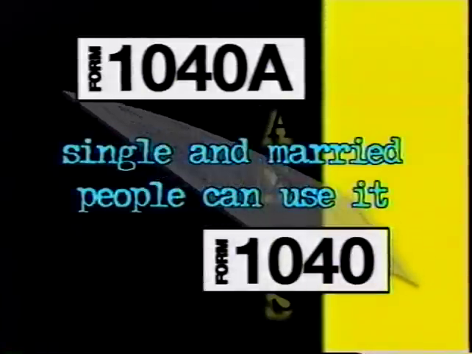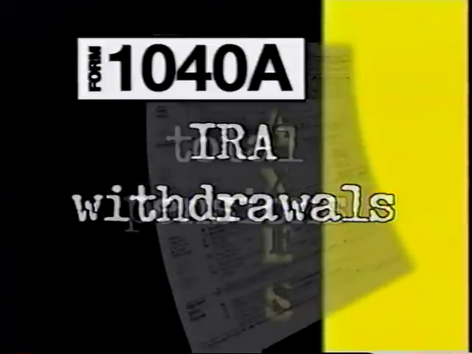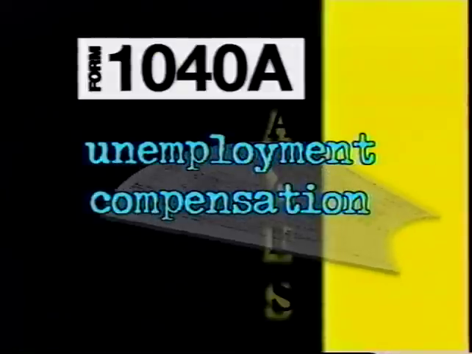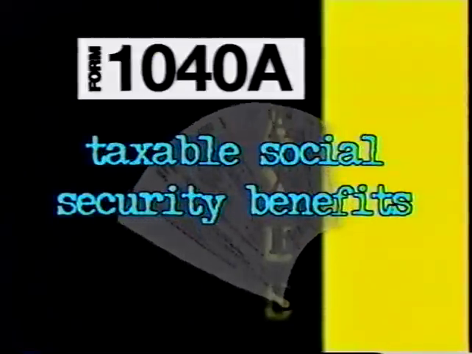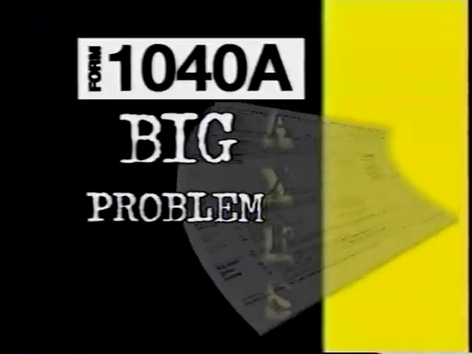Form 1040A is simpler than the regular 1040. Single and married people can use it. Many things, such as IRA withdrawals, total pensions or annuities, unemployment compensation, taxable Social Security benefits, and a few other things can be listed. The big problem with Form 1040A is that you can't itemize deductions.